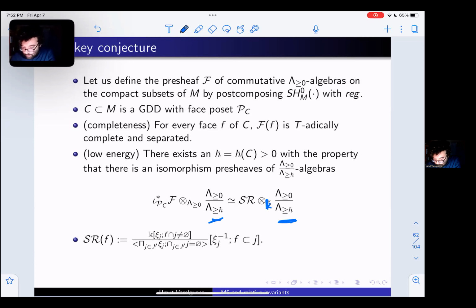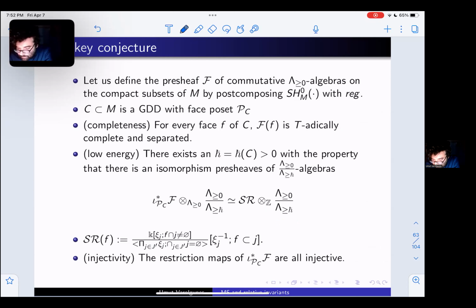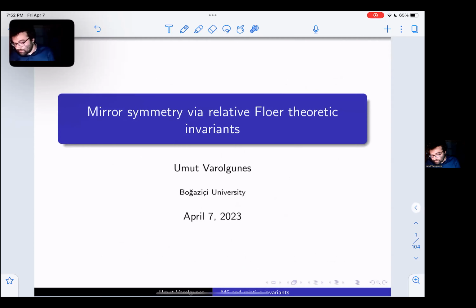Okay. And the last part of my key conjecture, it has 3 parts, is that the restriction maps, when you restrict the sheaf to the face poset, should be injective. There are some geometric reasons to expect this injectivity, but in the mirror, if you want to think about mirror symmetry, it's supposed to be related to unique analytic continuation. So these are like functions. If you restrict functions and they agree on a germ of a point, then they're actually the same function. So that's what this is about.